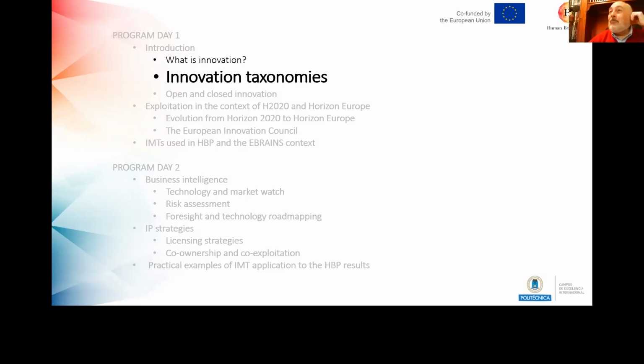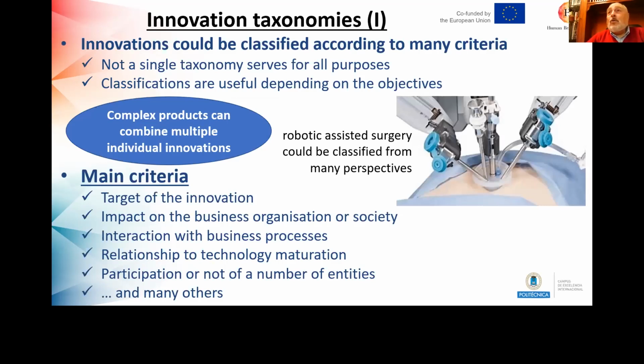Okay. But second point, can I classify innovations? Innovation could be classified according to many criteria. There are in the literature many taxonomies of the different types of innovation, but not necessarily all of them will be of interest. Classifications depend on the objectives. And in many cases, complex products combine multiple individual innovations, and then sometimes to classify a single product when it combines many things is not easy.